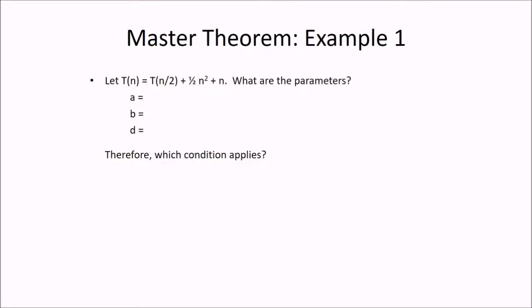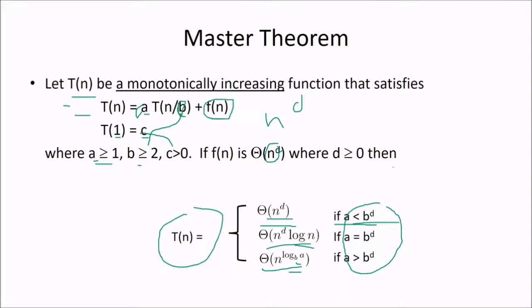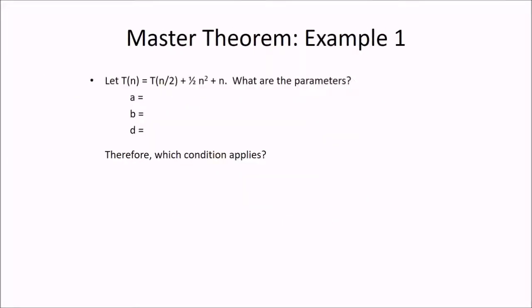So let us take an example. If you have not understood just by now, I hope that this example is going to explain it in a better way. If T(n) is equal to T(n by 2) plus half n square plus n, so what is a? This is 1. What is b? This is 2. What is d? If this is our function f(n), n square plus n, highest power is n square, so we'll take d as 2.